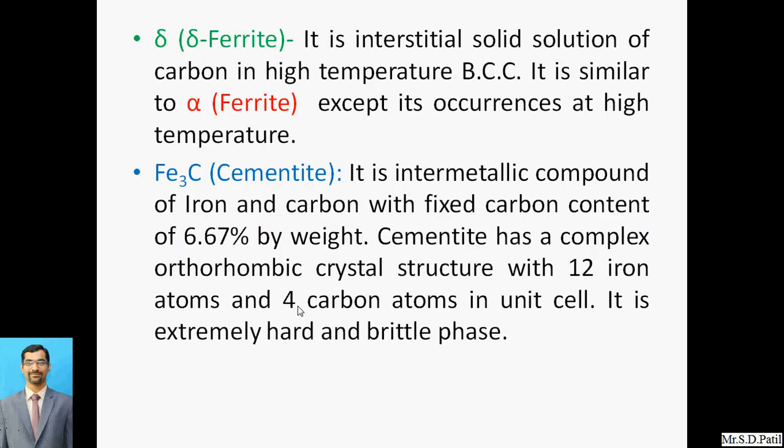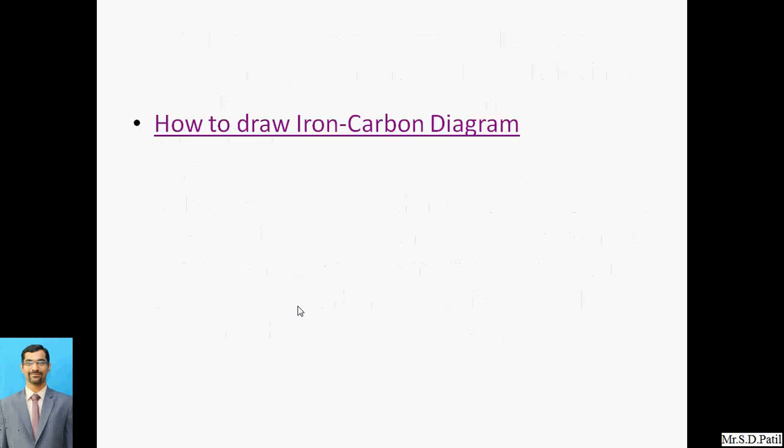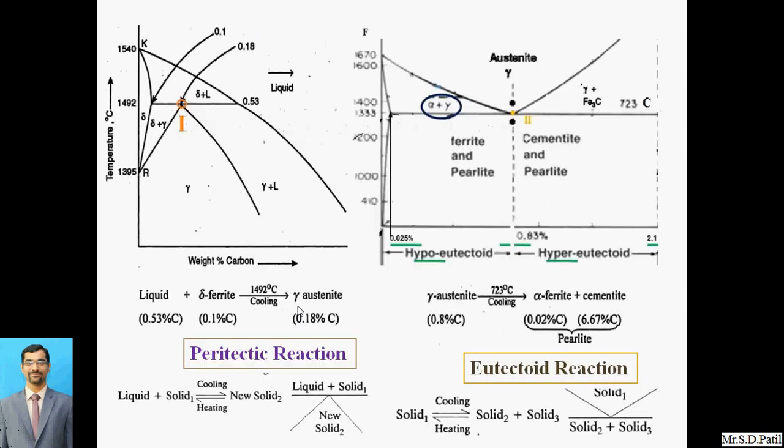Okay. So delta ferrite is a phase, and the fourth one is Fe3C, which is the cementite. It will be called cementite. So these are the different phases. How to draw it we have seen. Now these are very important phases in the Fe-Fe3C diagram.